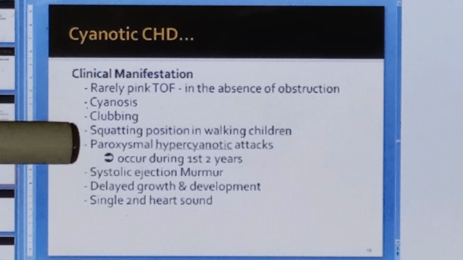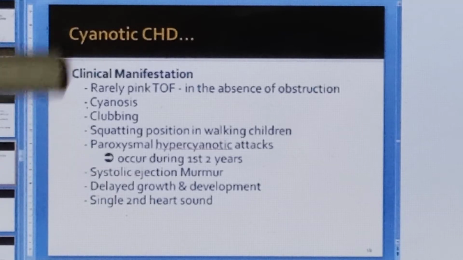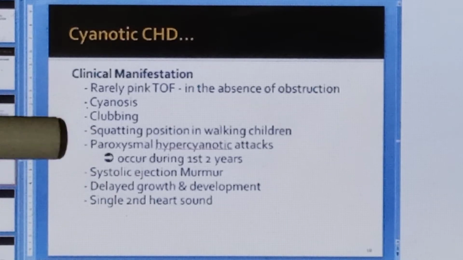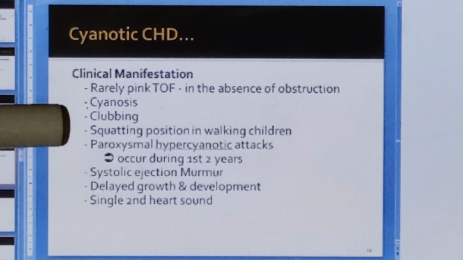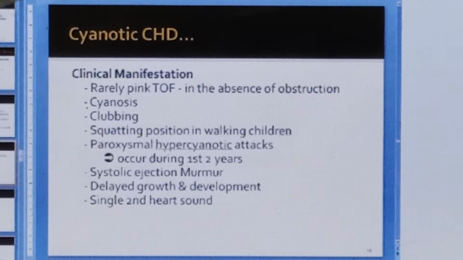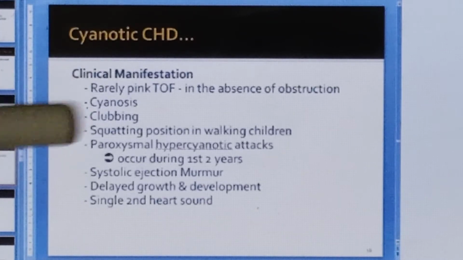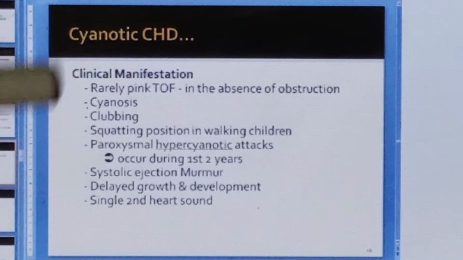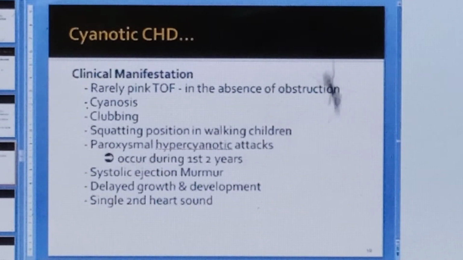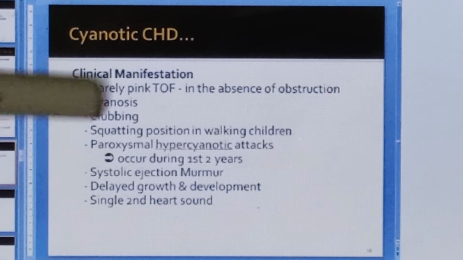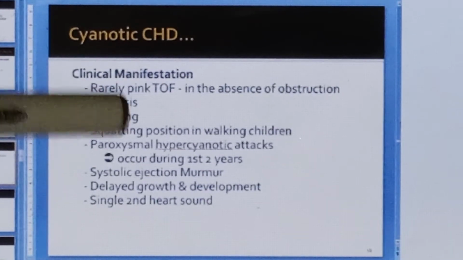And squatting position: walking children love to squat because of less preload on the heart in this position and more systemic resistance. This more systemic resistance leads to less shunting of blood from the right ventricle into the left ventricle. So more blood enters into the pulmonary circulation in the squatting position or in the sitting position. So this position is very favorable for these patients.